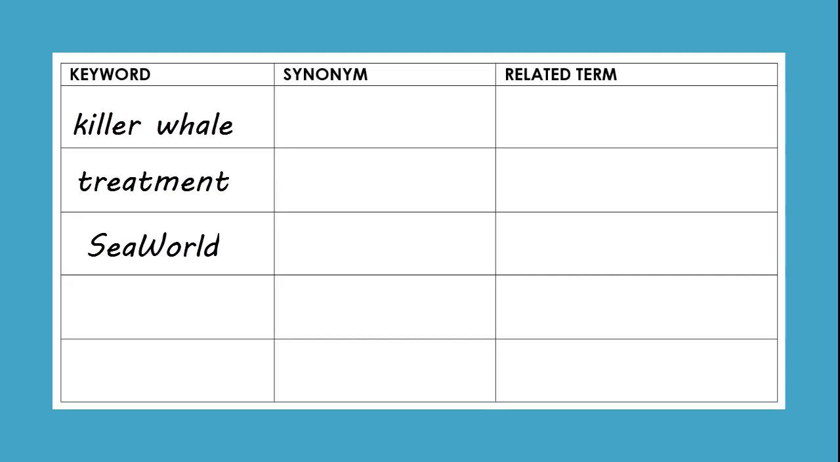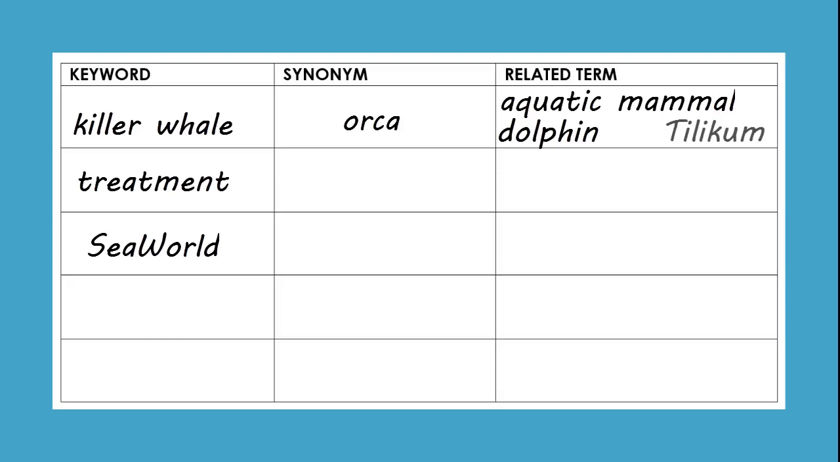For example, another word for killer whale is orca, so I'm going to put this in the synonym column. If I want to go broader or more general than killer whale, I might use aquatic mammal or dolphin, since killer whales belong to the dolphin family. I can also try to think of more specific terms. Killer whale is already pretty specific, but I could try searching for an individual whale, like Tilikum, for instance, who is the feature of the documentary Blackfish.